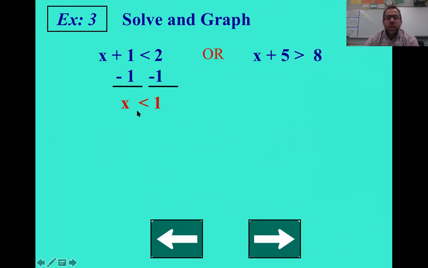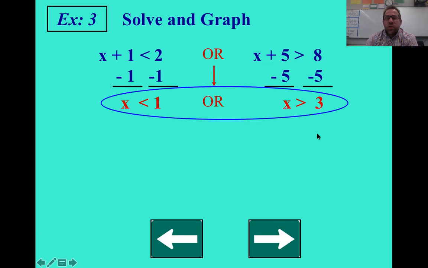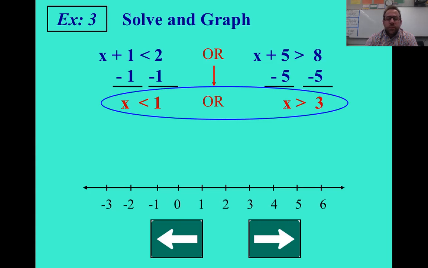Okay, so we'll graph that in just a moment. And then over here, let's go ahead and solve this. We're going to subtract 5, and we get x is greater than 3. And this is an or problem. Okay, so there's our answer, our solution. Now let's go graph it.